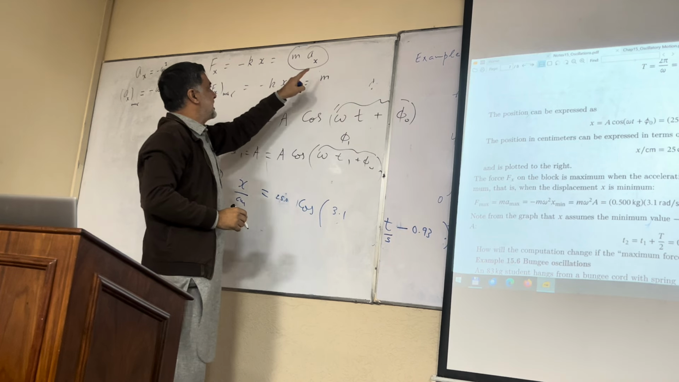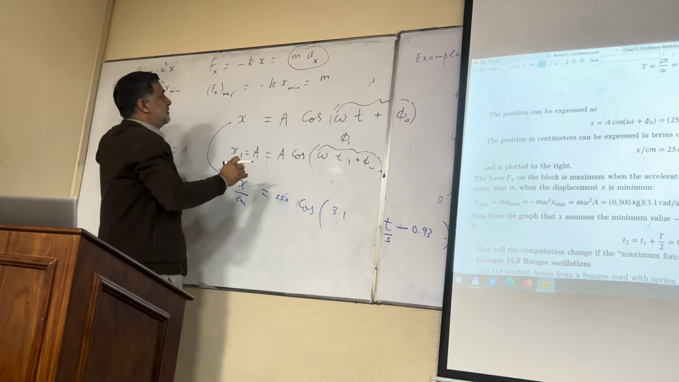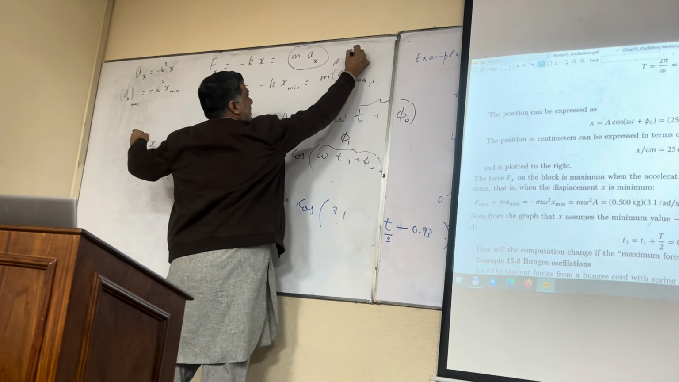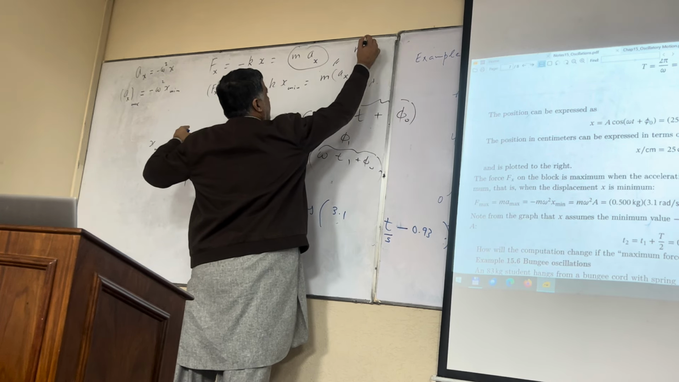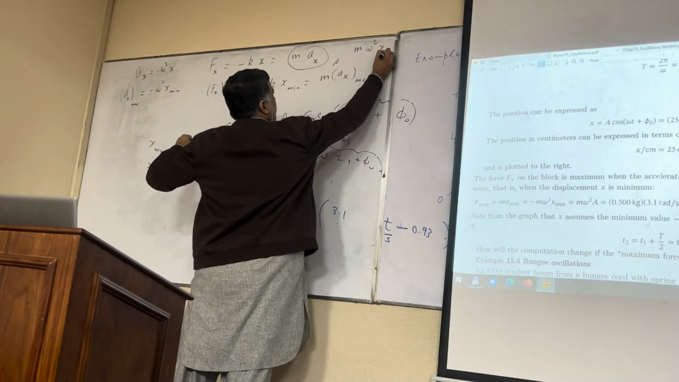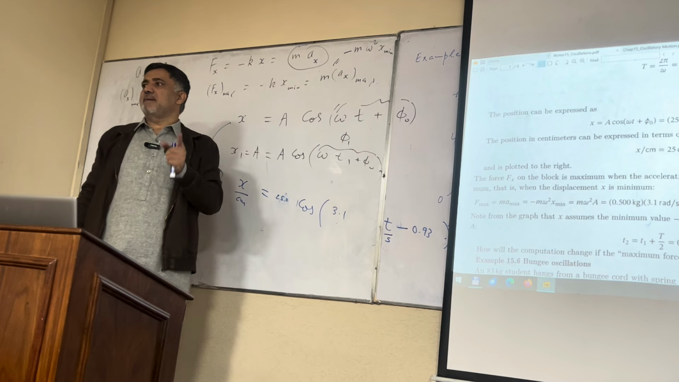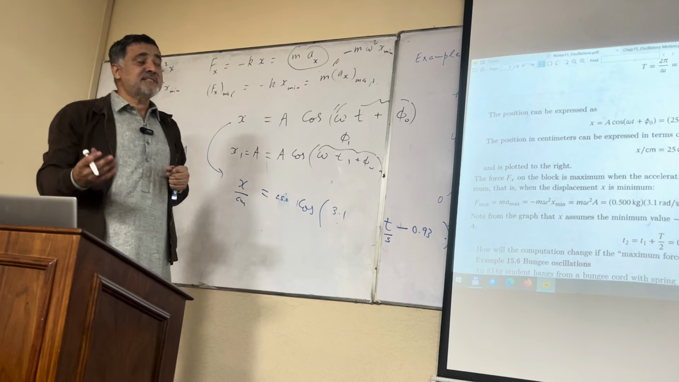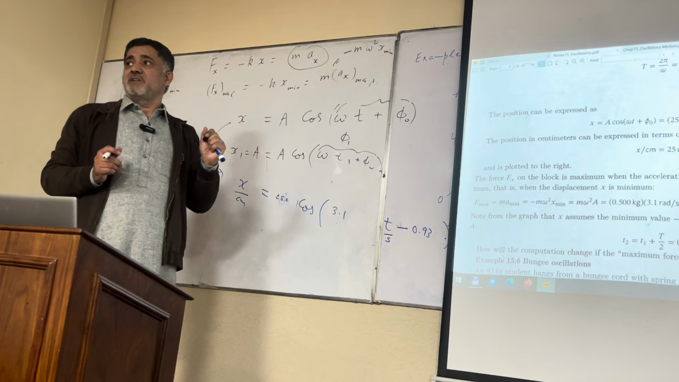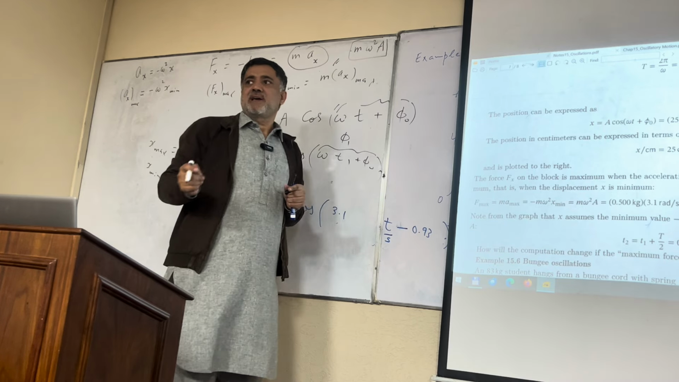So Fx equals m times ax. Now I can use this equation, yeah. So Fx max equals m times ax max. And what is that? M times omega squared x min with a minus sign. So minus m omega squared x min. And what is x min? Minus a. That minus will cancel out this minus, so I'm left with m omega squared a.